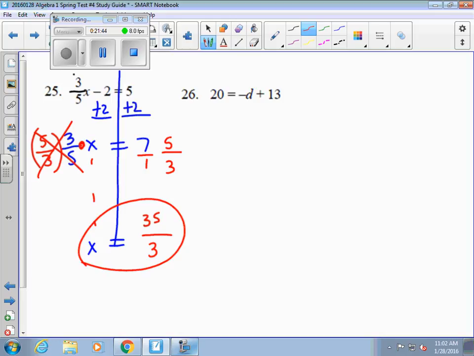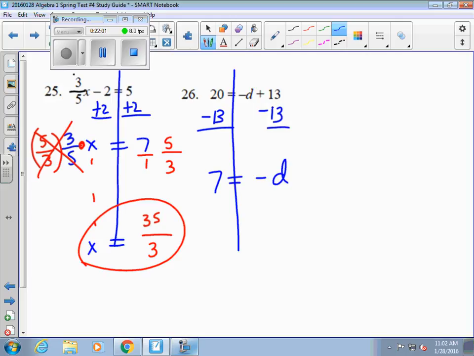And then number 26 is simply a two-step equation from the first 3 weeks of Algebra 1. 20 equals negative d plus 13. Undo your order of operations backwards by subtracting 13. When you do it there, do it here. 20 minus 13 is 7 is equal to negative d is still there.